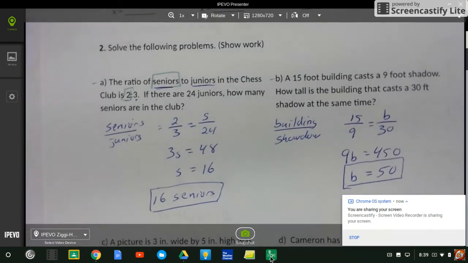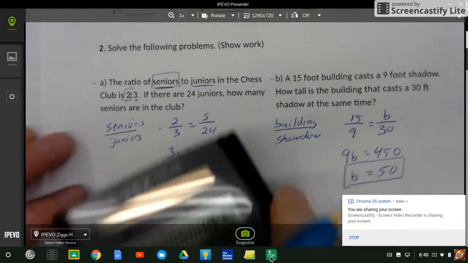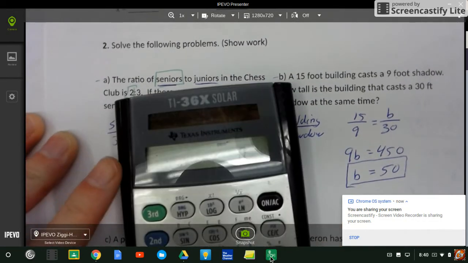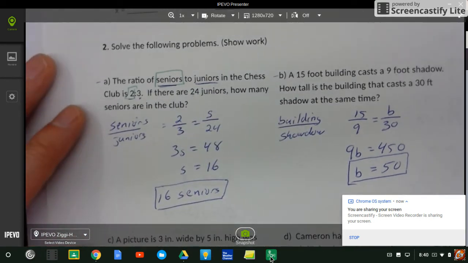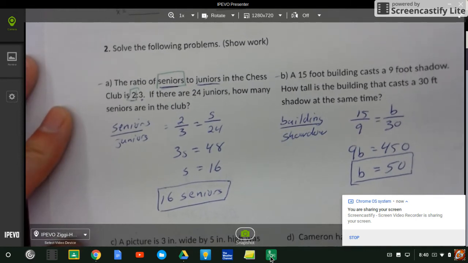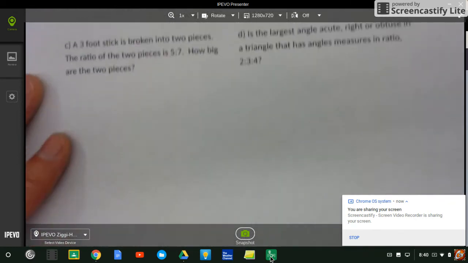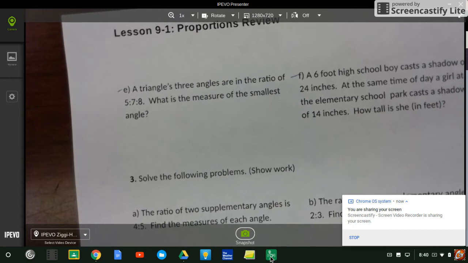Double check my arithmetic. Let me check that real quick. Let me pull out my calculator because I'm not 100% sure of my numbers. Divided, whoops, 450 divided by 9. Yes, good. Okay, so that's 2 examples. Let me show you 2 more and then you're going to do some on your own. So a couple more examples here.